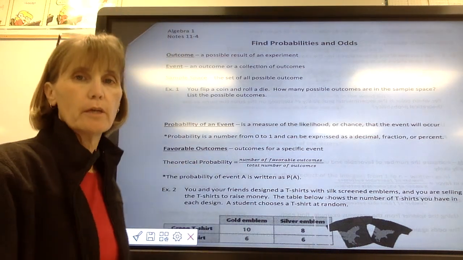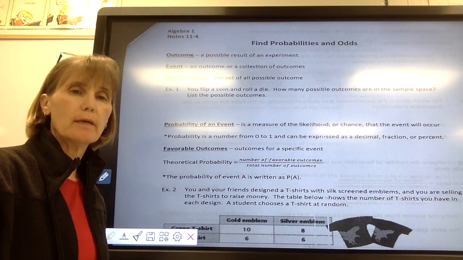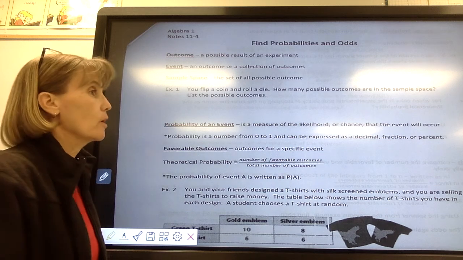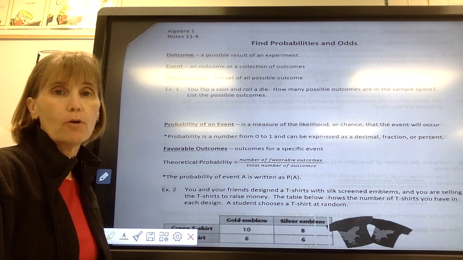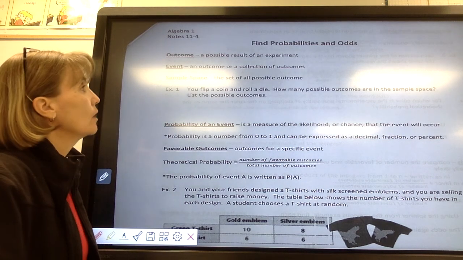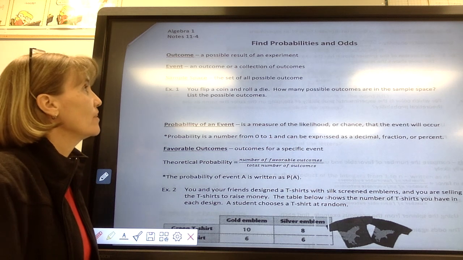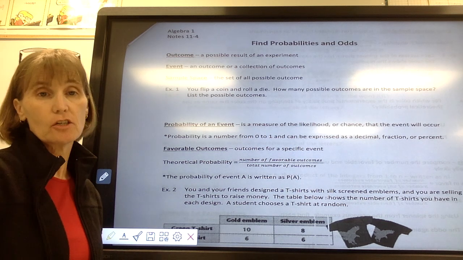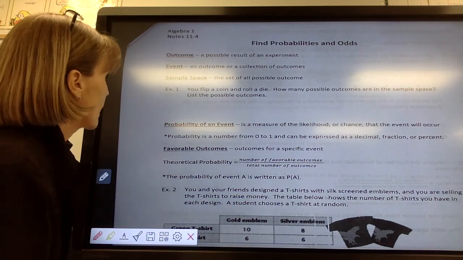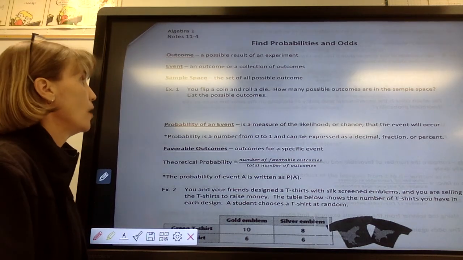Okay, we're going to be looking at finding probability and odds. An outcome, you can see some definitions here. An outcome is a possible result of an experiment. An event is an outcome or a collection of outcomes. Sample space is the set of all possible outcomes.